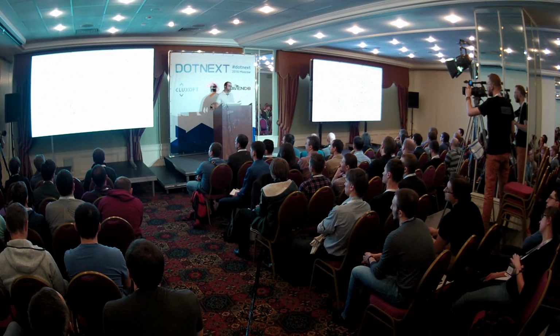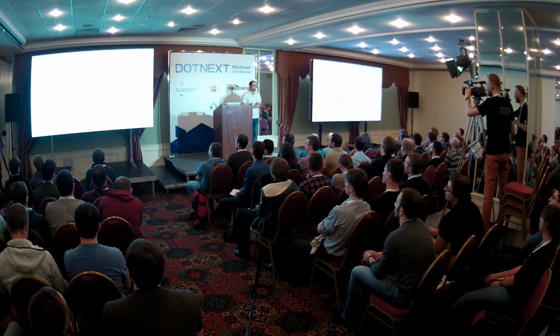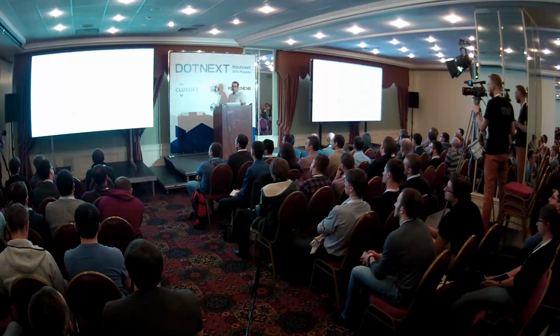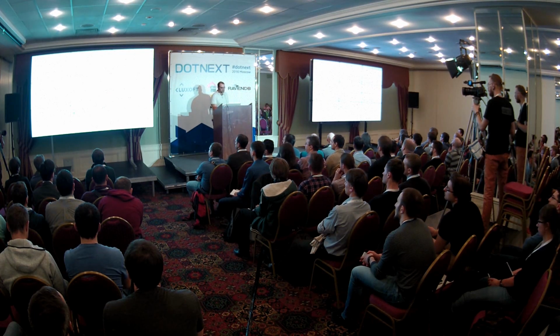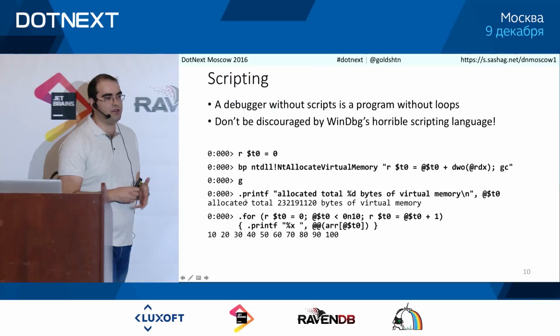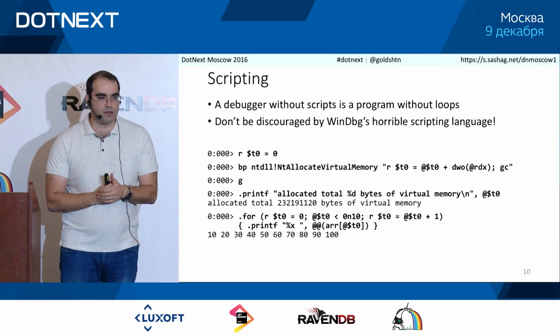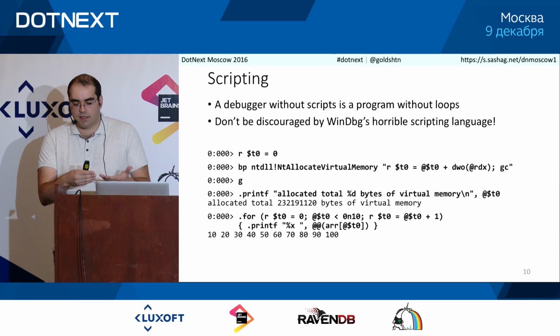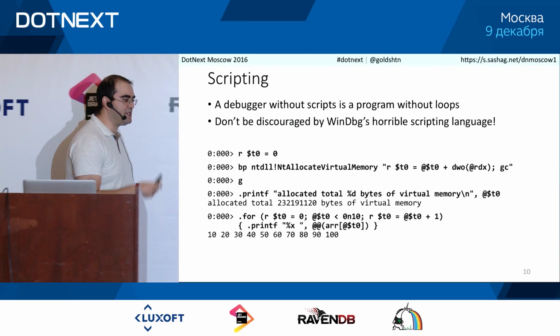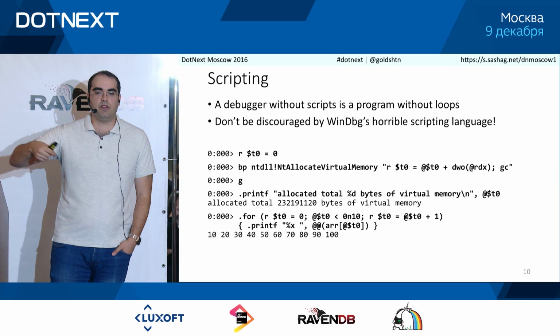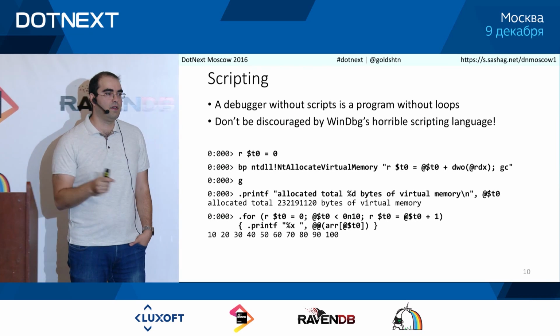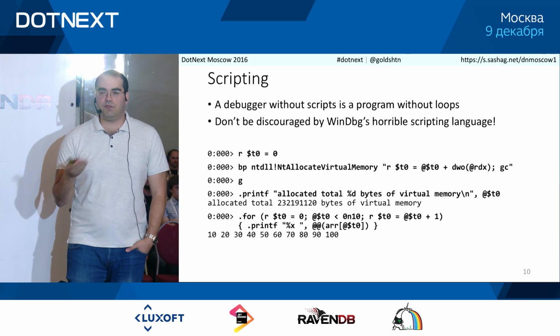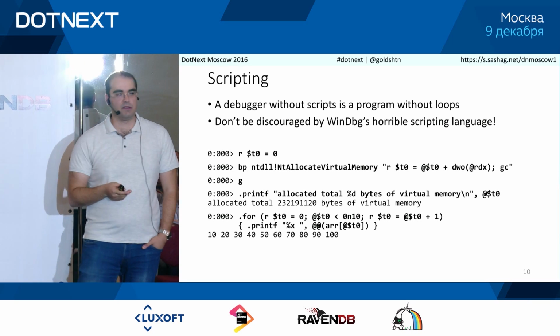So RDX is a register, and it has the amount of memory allocated. And then I hit G to let the application continue running. And then when I stop it, I can use the printf command to print out the current value of the t0 variable, which will tell me the total amount of virtual memory allocated while this little thing was running. So we place a breakpoint. The breakpoint increments a variable with the number of bytes allocated. And then whenever I want, I just dump out that variable, and I know how much memory was allocated.